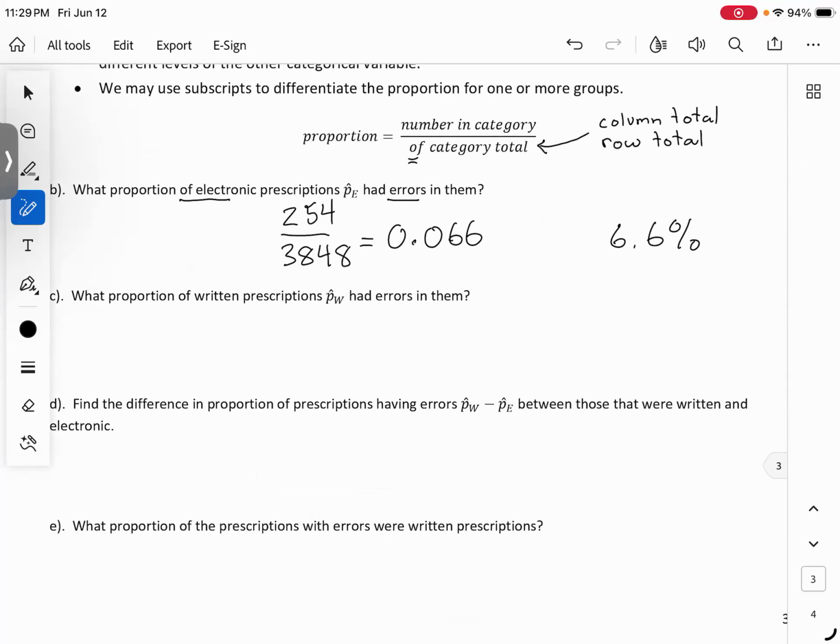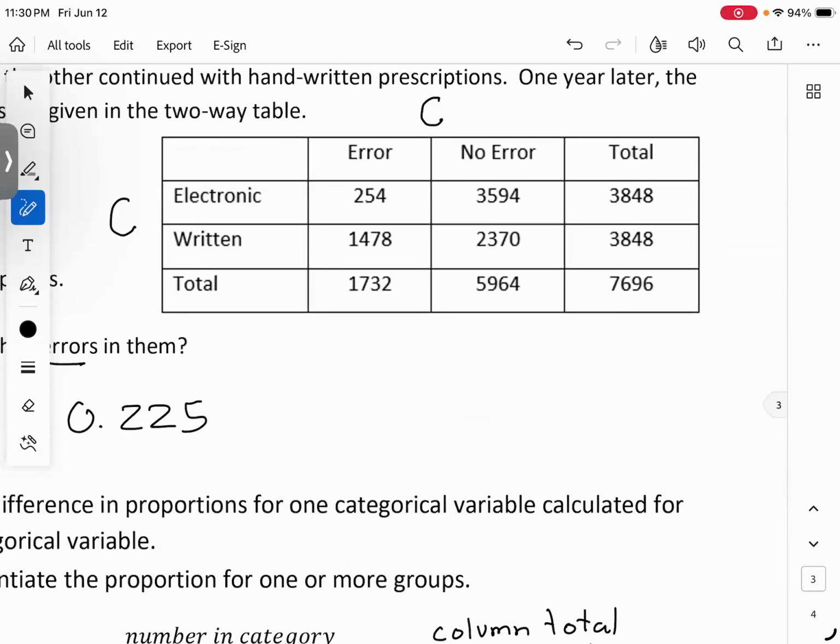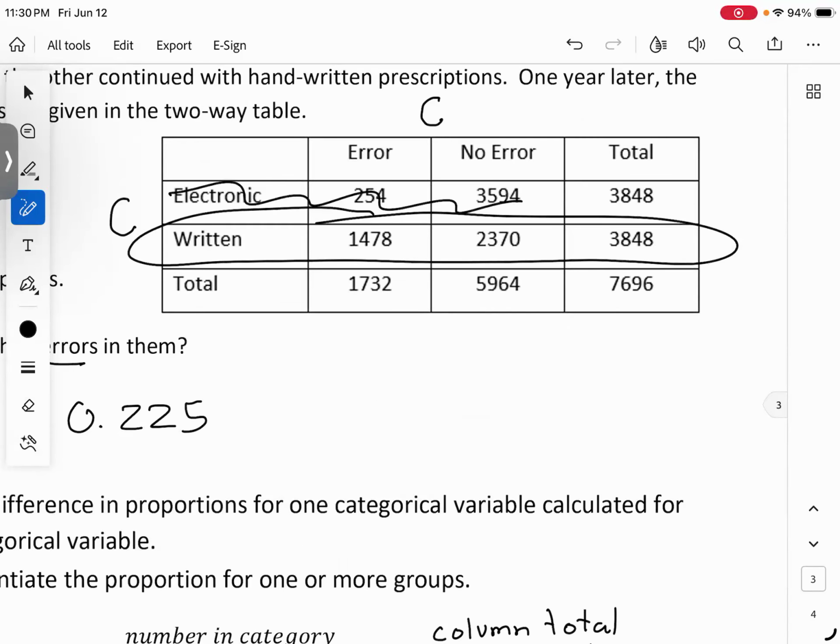Now, again, what they were doing in this study was trying to compare electronic versus written, who was better, worse. This next one here says "of written," and take a look up there. That means all we're doing is moving down to the next row, which also had 3,848. So now it's just looking at this row and imagining nothing else exists. Of written, how many had errors? You can see the number there. It was 1478 out of the 3848.